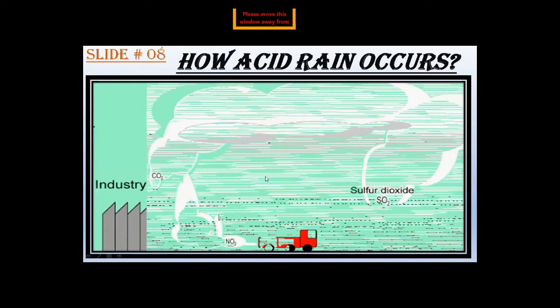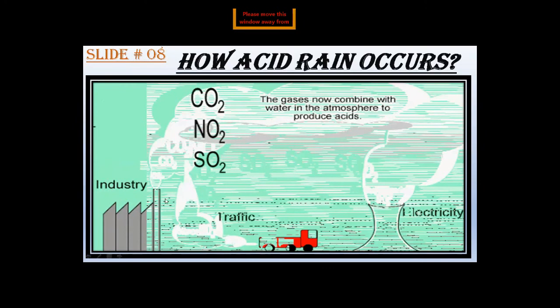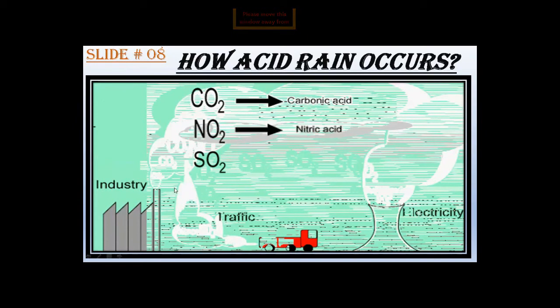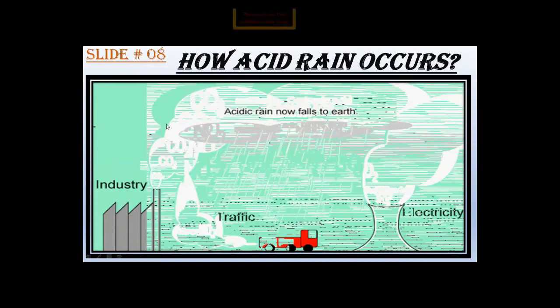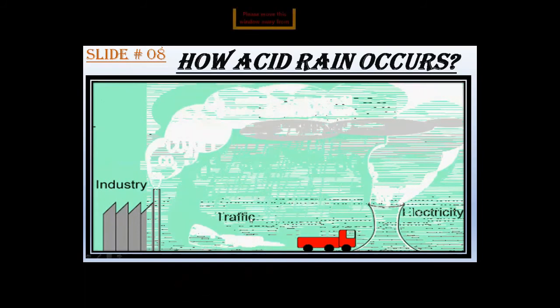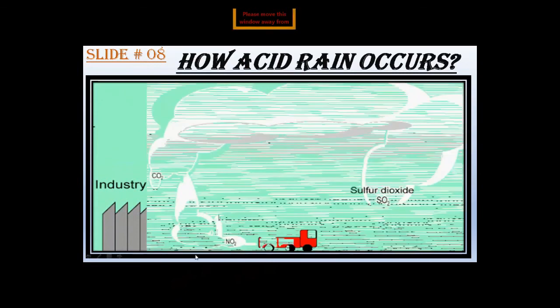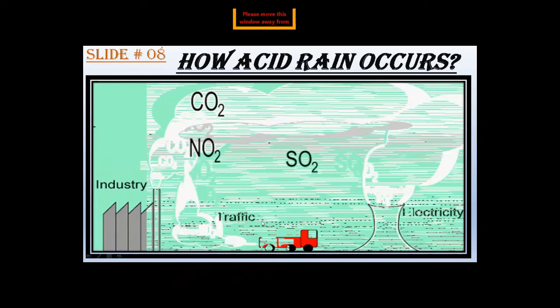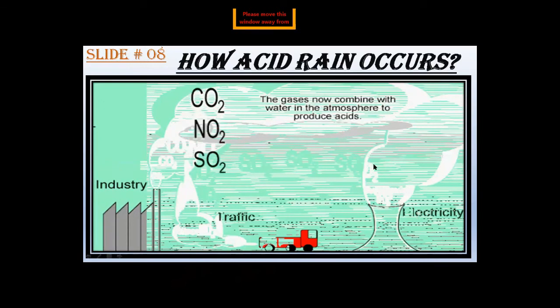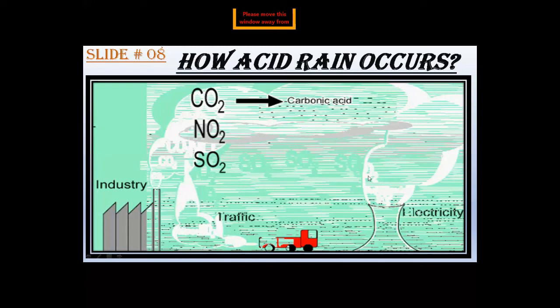Okay, there's traffic and industry. Industry releases carbon dioxide. Traffic releases NO2, nitric oxide. And the third one, electricity, meaning the power station. By the help of the power station, SO2 will be released.